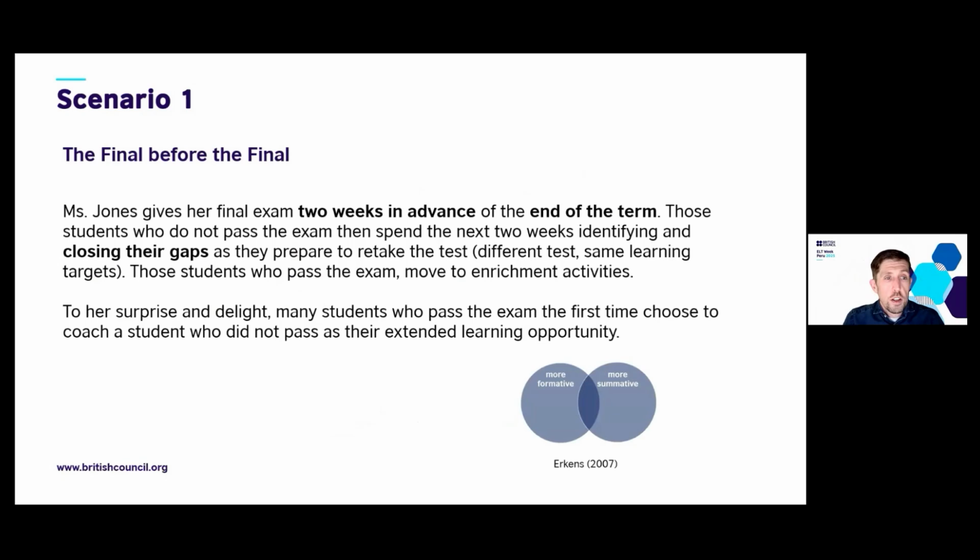So scenario 1 is called the final before the final. Miss Jones gives a final exam two weeks in advance of the end of term. Those students who do not pass the exam then spend the next two weeks identifying and closing gaps in their knowledge as they prepare to retake the test. The second test is a different version of the test, which has the same learning targets. Those students who pass the exam the first time move on to enrichment activities. To a surprise, many students who pass the exam the first time choose to support and coach a student who didn't pass as their extended learning opportunity.